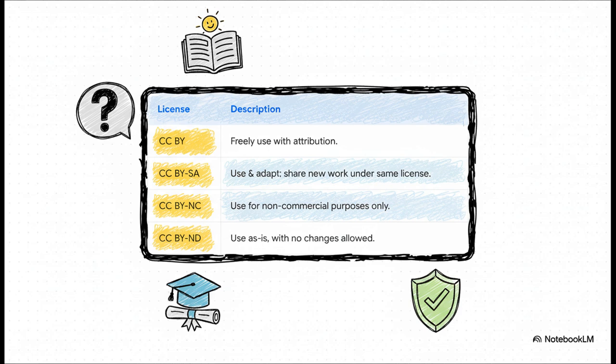So, how do they work? They're basically built from a few simple parts. BY always means you have to give credit, attribution, to the original creator. SA stands for share alike, which means if you make something new with it, you have to share your new creation under the same license. NC means non-commercial, so no using it to make money. And ND means no derivatives, which means you can share it, but you can't change it. Just by looking for these little symbols, you can find tons of great content for your classes.